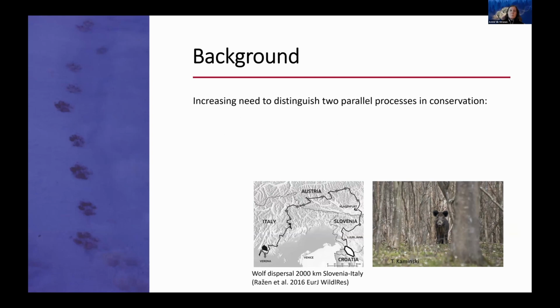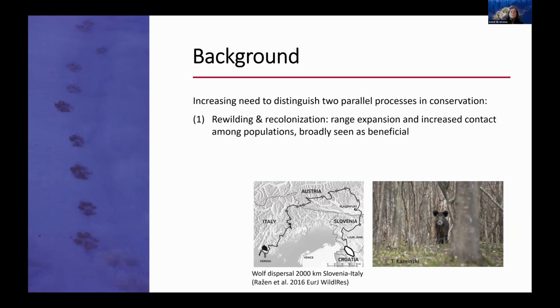Also, there are some different and interesting processes now going on in the landscape that we need to be aware of and where genetics can help us. First, we have rewilding and recolonization. Many species are expanding their range, and we are seeing increased contact among long isolated populations. And generally, this is seen as beneficial and positive for conservation.